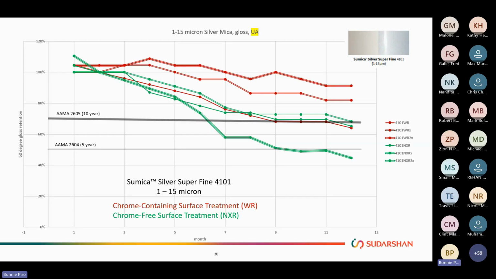The thicker the line, the more surface treatment is used in here. So ultimately, to get the best gloss retention, the chrome-containing weather treatment is the desired chemistry in here. And with this very small particle size, we're going to need the highest amount of surface treatment to be able to retain that gloss in this formulation.